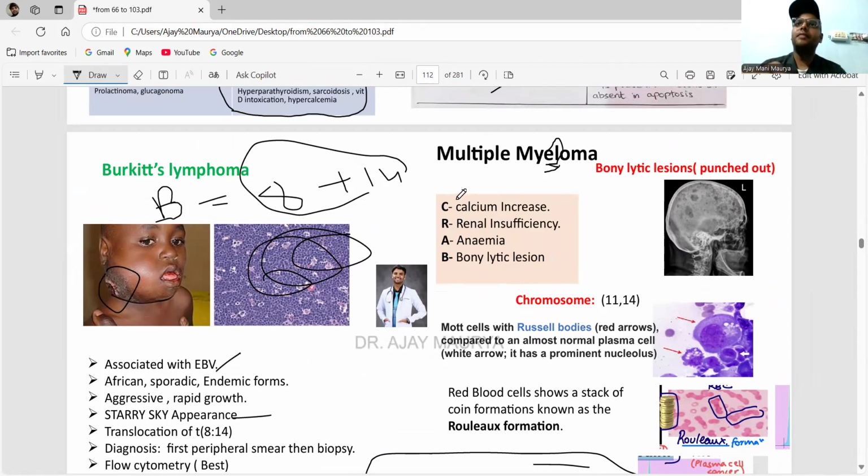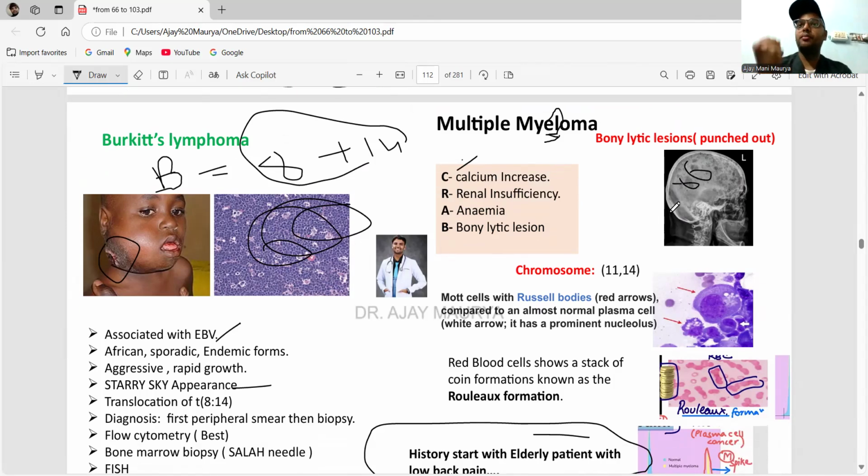CRAB means that in the question they are going to give: calcium is always increased, there is renal insufficiency, the patient might be anemic, and there is a bony lytic lesion, a punched out lesion. That's all for the diagnosis of multiple myeloma. So we want just one mark.